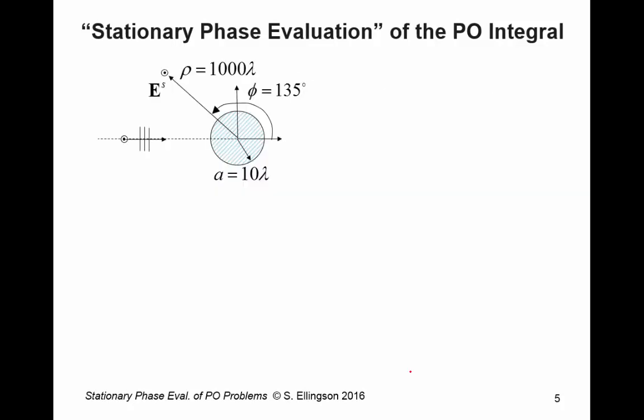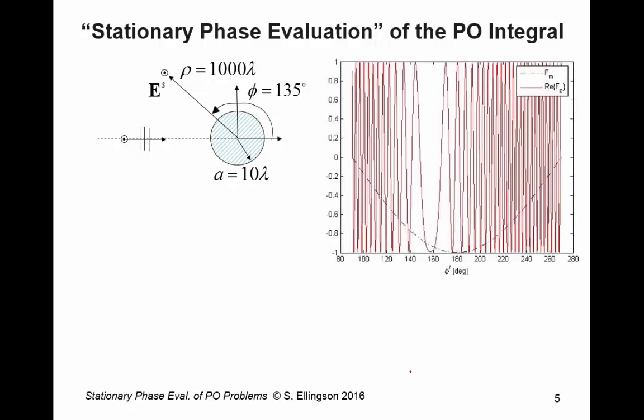Now, stationary phase evaluation of the physical optics integral goes like this. Let's just consider a particular situation. In this situation, the distance to the field point is 1,000 wavelengths, so well into the far field. The angle to the field point is 135 degrees. And let's choose 10 wavelengths for the radius. And then let's see what these two functions, f sub m and f sub p, look like.